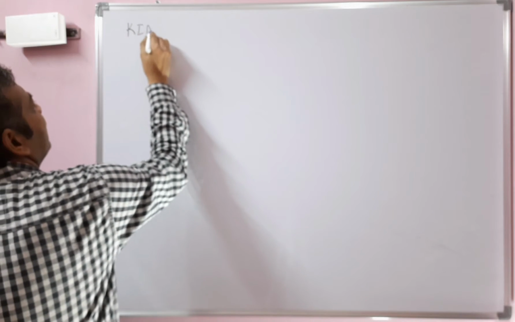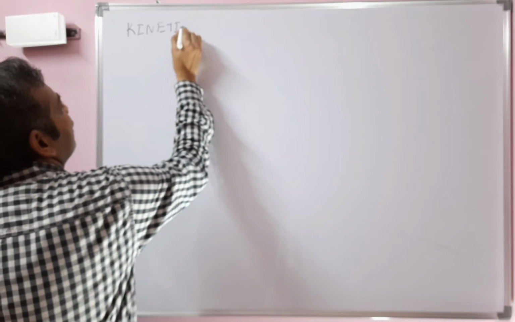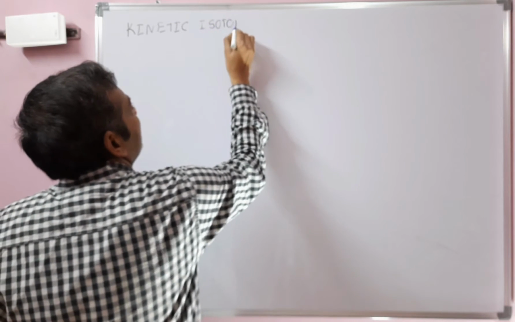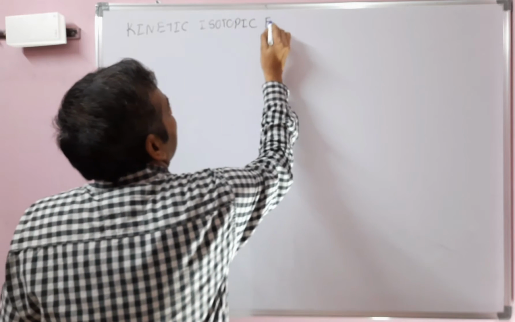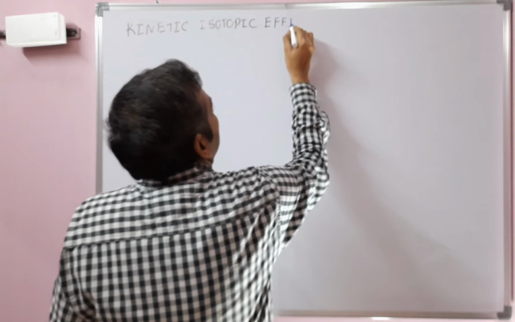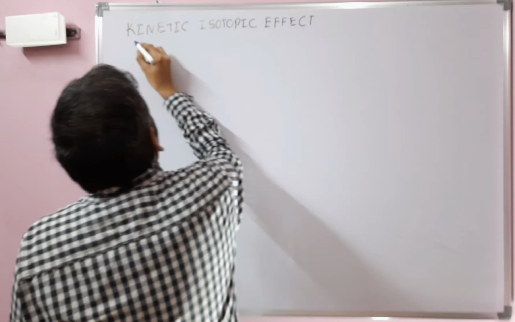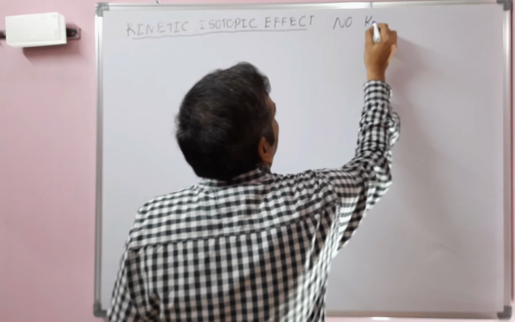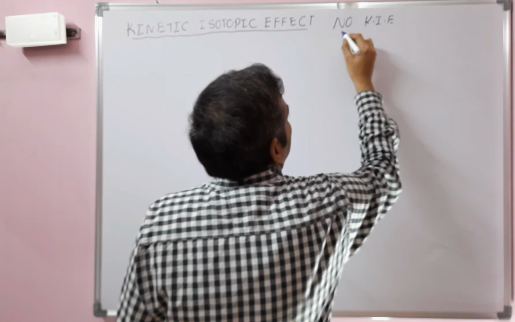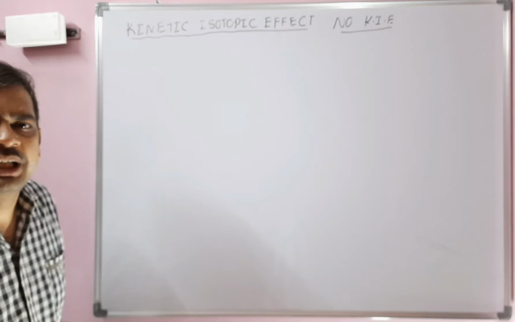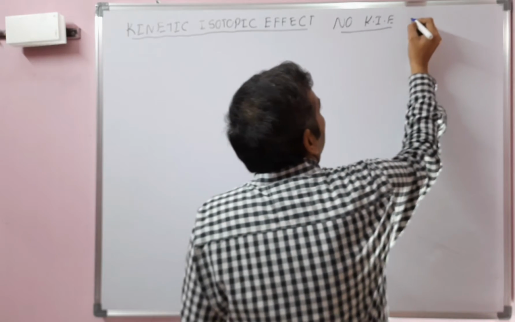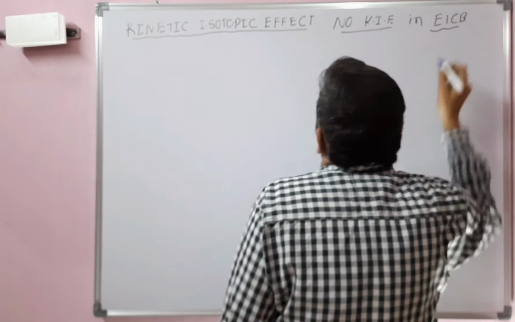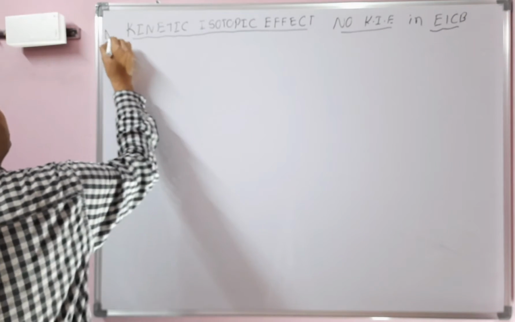There is no kinetic isotopic effect in the E1Cb reaction. The reason is, in the E1Cb reaction, CH bond cleavage takes place at the fast step. So there is no kinetic isotopic effect in E1Cb. That we will prove here.